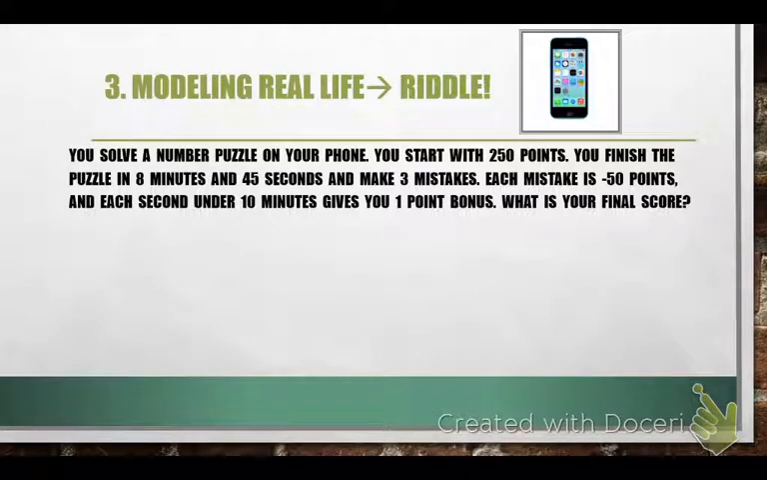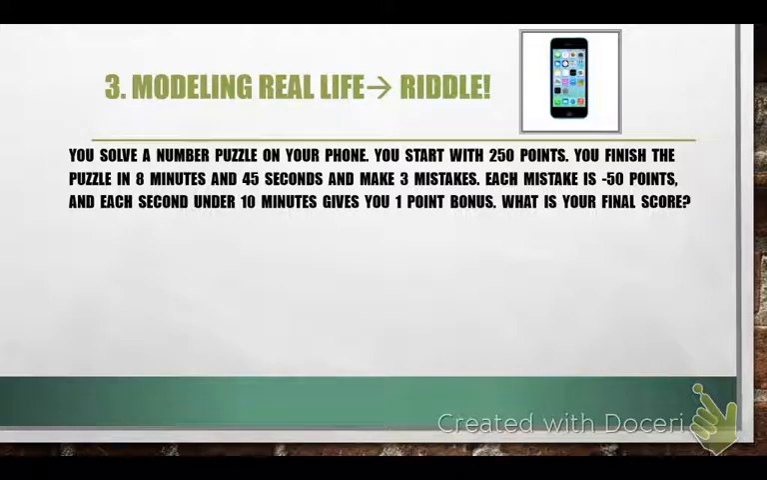You solve a number puzzle on your phone. You start with 250 points. You finish the puzzle in 8 minutes and 45 seconds, and you make 3 mistakes. Each mistake is worth negative 50 points, and each second under 10 minutes gives you 1 point bonus. What is your final score?